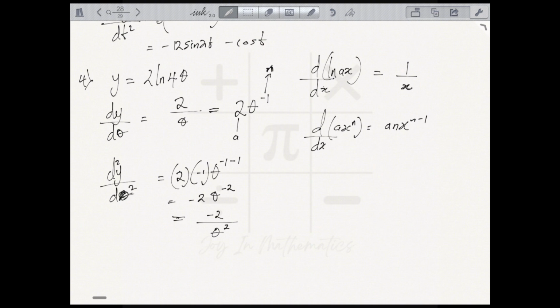Now in our next video, we'll be considering further examples on successive differentiation.